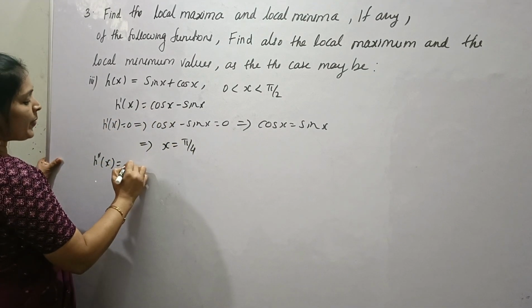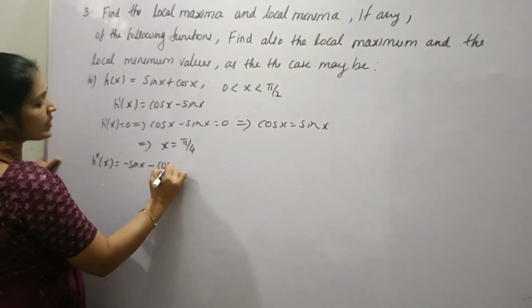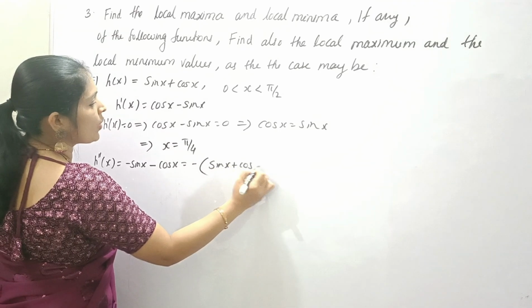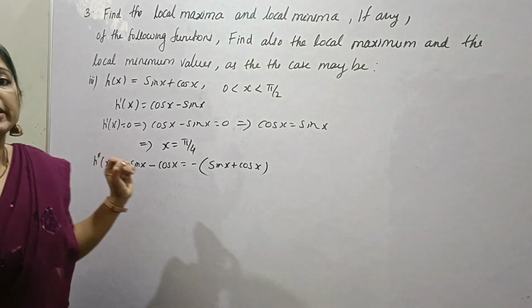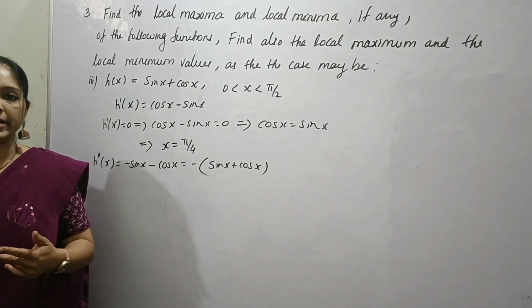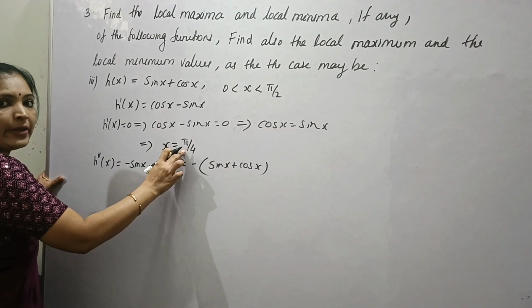Derivative of cos x with respect to x is minus sin x, minus derivative of sin x is cos x. Take minus outside, so minus of sin x plus cos x. Okay, now let's find f double dash of c, right? We have to check whether f double dash of c is less than 0 or greater than 0. Okay, so here our c is pi by 4, right?